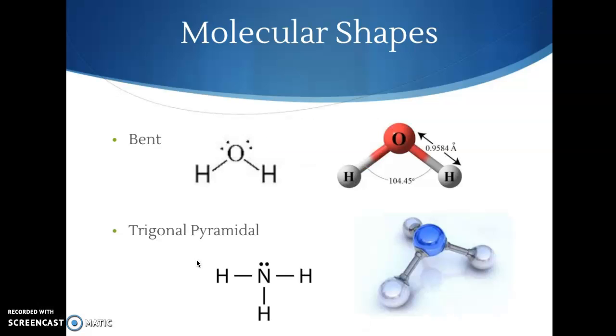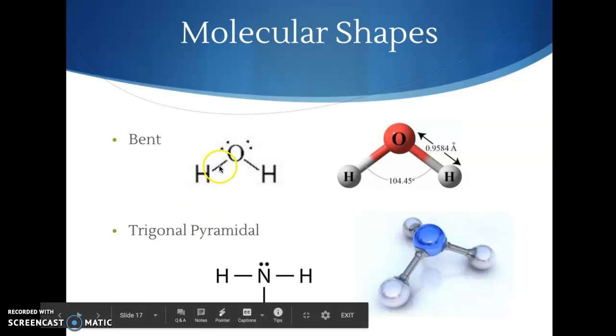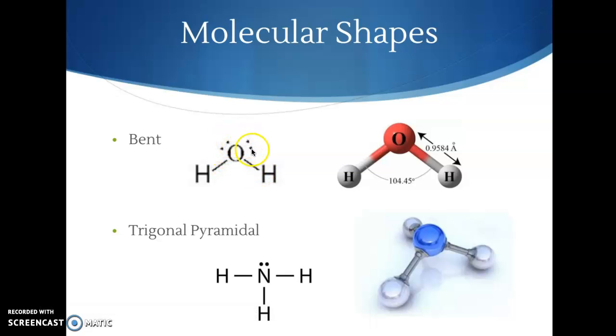Next is bent. Water is a good example of a bent molecule where you have two atoms bonded to the center atom, and you have either one or two lone pairs of electrons on the center. Like in this case, oxygen has two lone pairs. All right. If you think back to Lewis dot diagrams, the dash represents a bonding pair of electrons. The dots represent a lone pair of electrons. So with bent, we have two bonds, and we have either one or two lone pairs on the center. Water's an example of that.